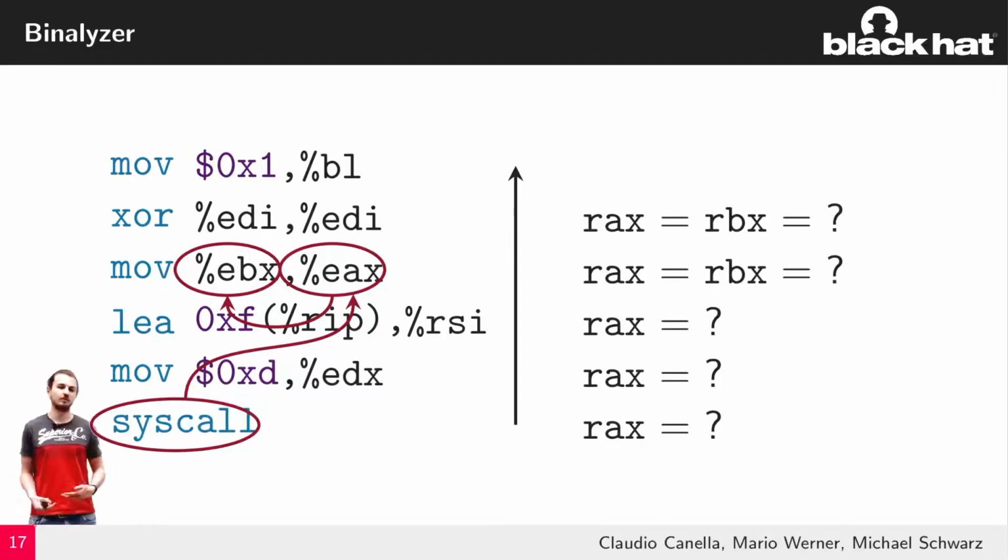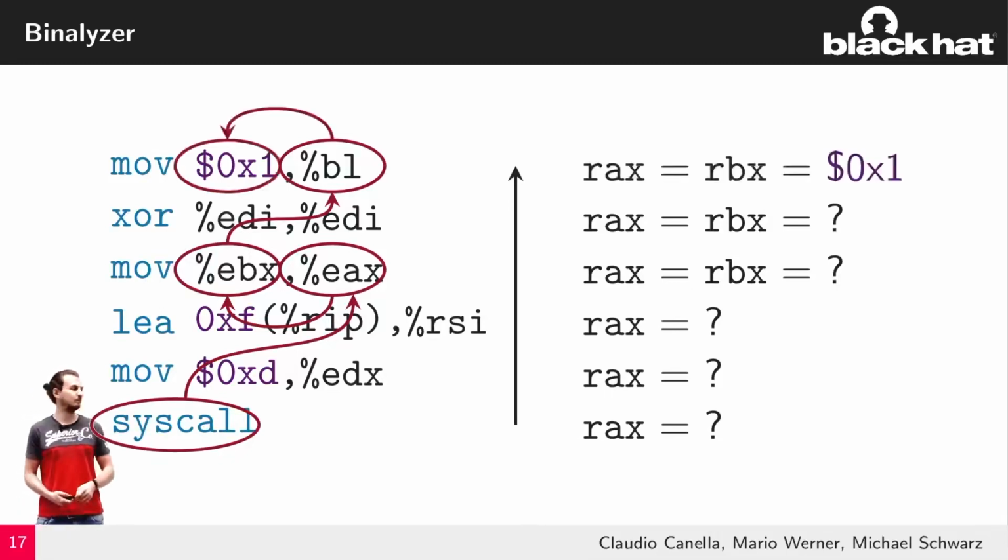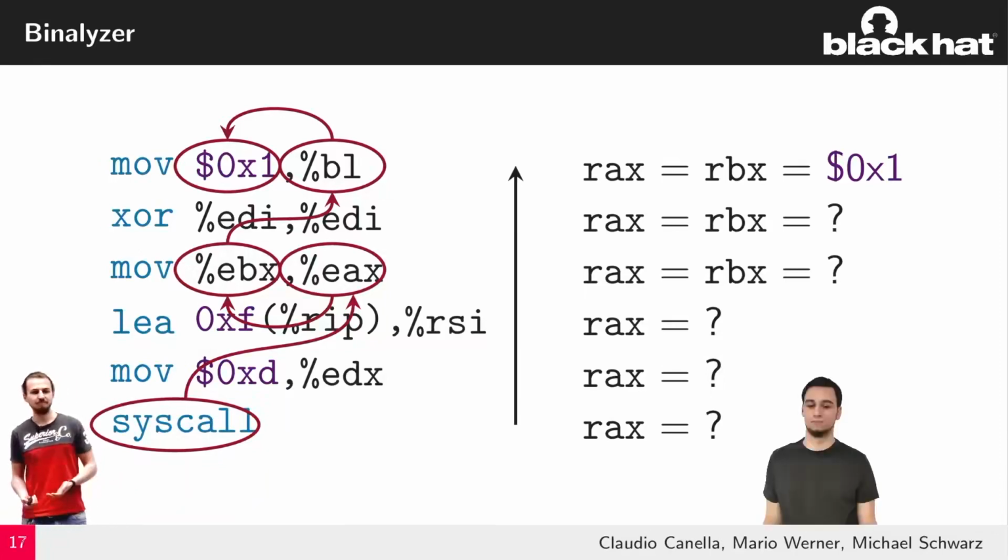So we continue our search. We don't learn anything else in the next line. But at one point, we see a MOV instruction where the value 1 is moved into the BL register, the lower part of the EBX register. So at this point, we can infer that RAX is equal to RBX, which is equal to 1. So we know that the syscall being executed is syscall number 1.